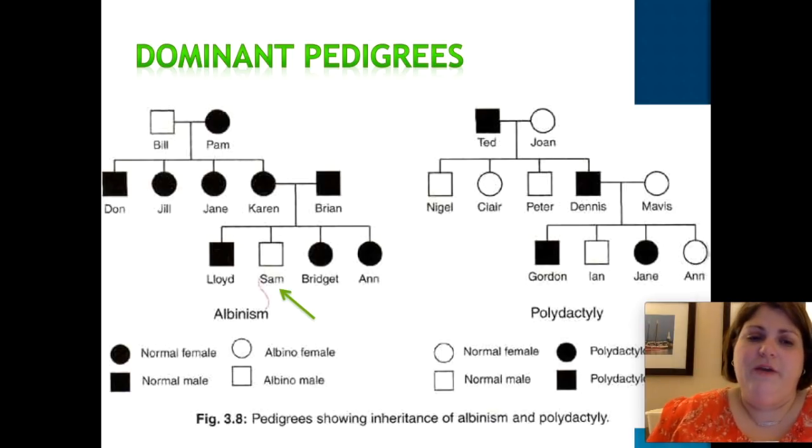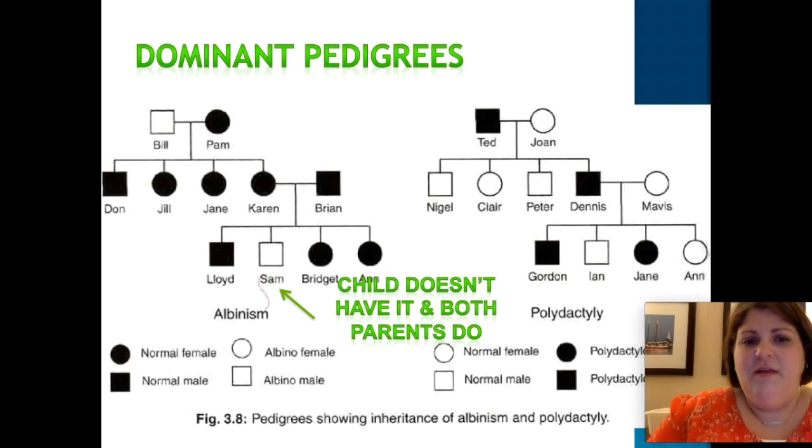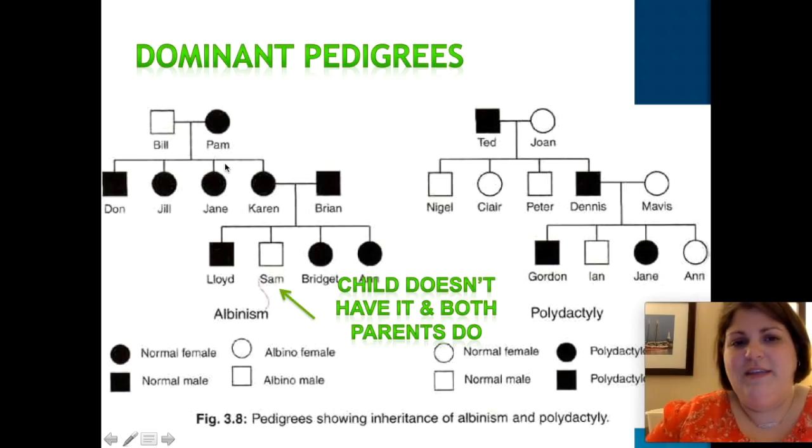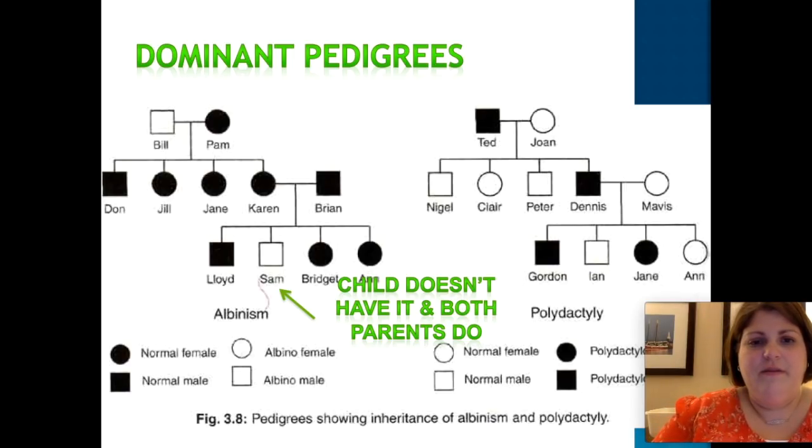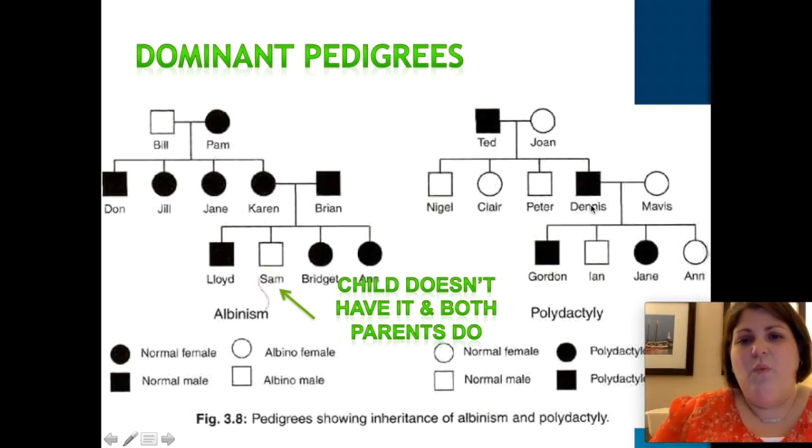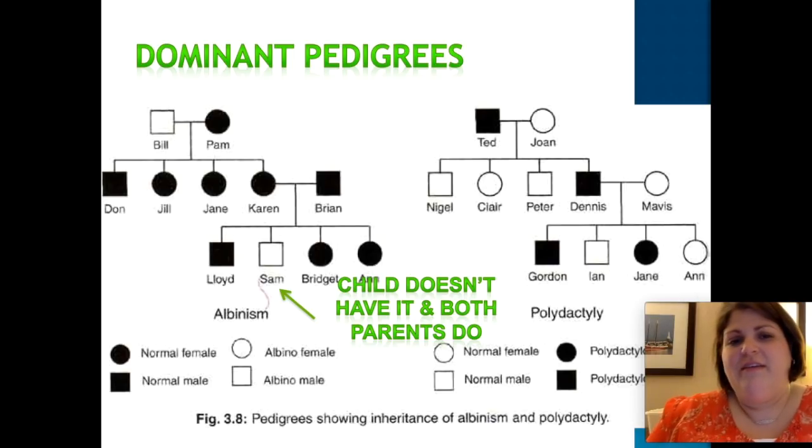Both of his parents do. So Sam must have a recessive allele, because his parents have to be carrying that recessive allele in order to give it to him. So this has to be a dominant pedigree. The one on the right, we're not as certain because we don't have that "parents have it, kids don't" situation.